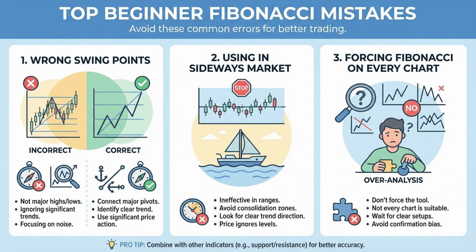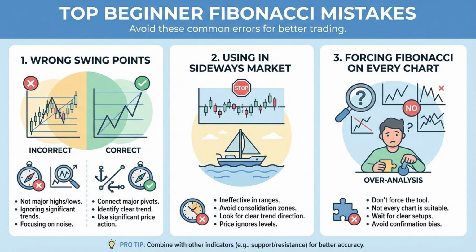This image highlights the most common mistakes beginners make when using Fibonacci retracement, and understanding these errors can greatly improve your trading accuracy. The first mistake is choosing the wrong swing points. Many beginners connect Fibonacci to small, random highs and lows instead of major market turning points. This leads to unreliable levels and confusing signals. To avoid this, traders should always use significant swing highs and swing lows that clearly stand out on the chart.